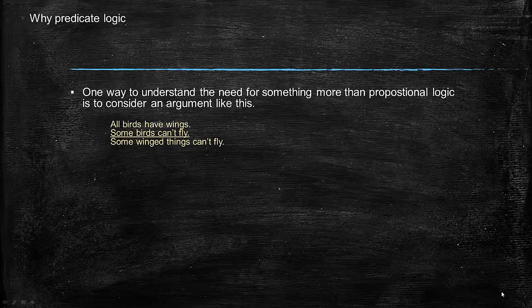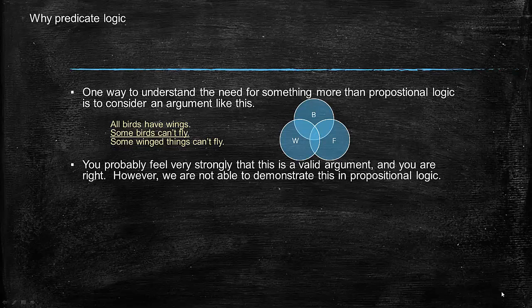All right, so why do we need predicate logic? Well, a simple way to answer that is to notice that there are some arguments that seem to be intuitively valid that we really can't prove to be valid using propositional logic. So here's an example. All birds have wings. Some birds can't fly. So some things with wings can't fly. Now, that probably seems valid to you, and as a matter of fact, it is valid.